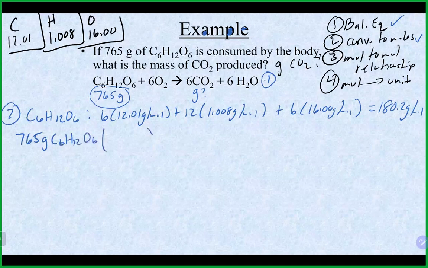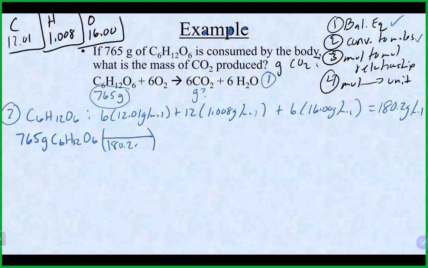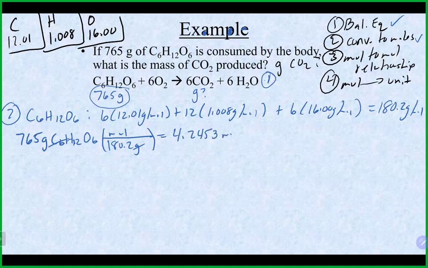We will put the grams on the bottom so that they cancel out. 180.2 grams per mole. And if we get an answer at this point, 765 divided by 180.2 is going to get us 4.2453 moles of C6H12O6. So that'll take care of step number 2.